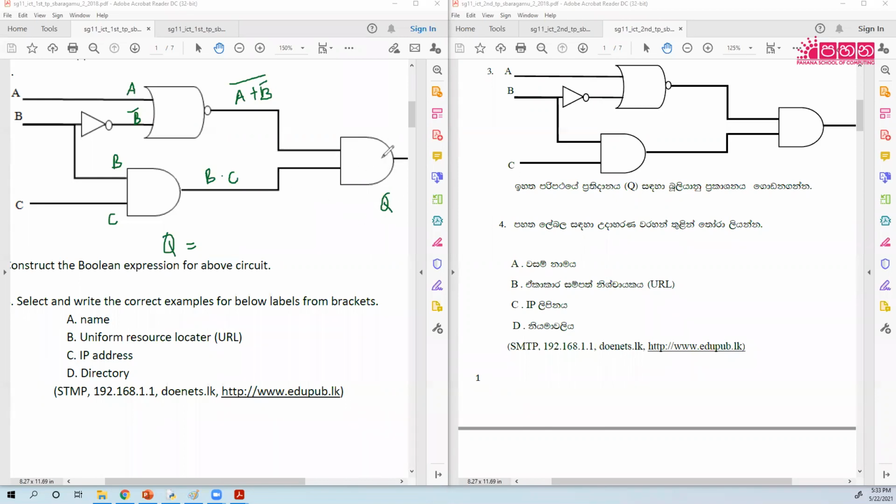Now Q, again an AND gate. From this side we have A plus B bar, bar. And this side we have B and C. So the Q is A plus B bar. So you take the whole bar into, from the next side, we have B dot C.